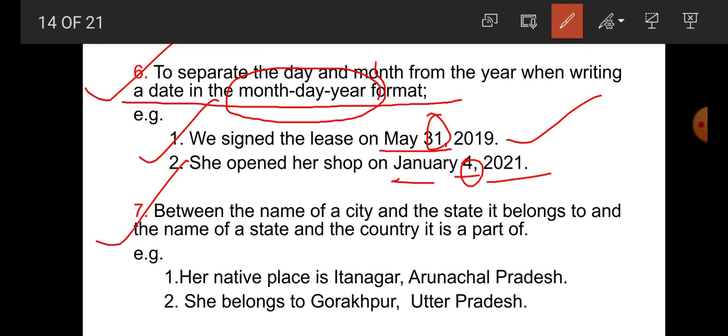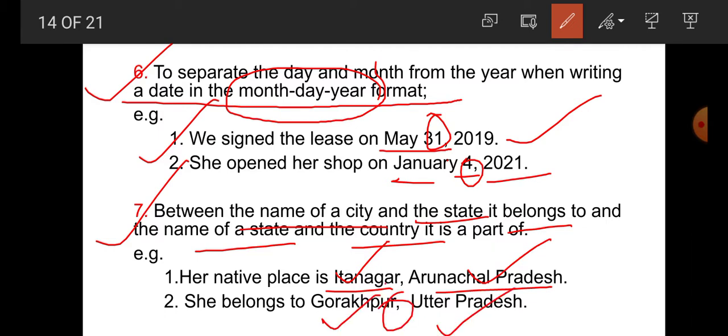Now number 7, students, between the name of a city and the state it belongs to. Between the names of a city and the state it belongs to, we are using a comma. And between the name of a state and the country it is a part of, we are using a comma. For example, "Her native place is Itanagar, Arunachal Pradesh." Itanagar and Arunachal Pradesh are a city and state, and that's why a comma is used here.